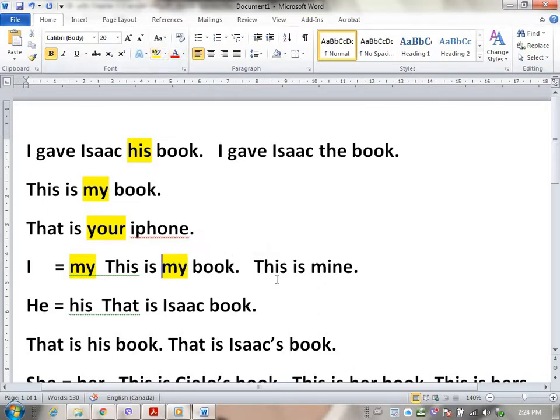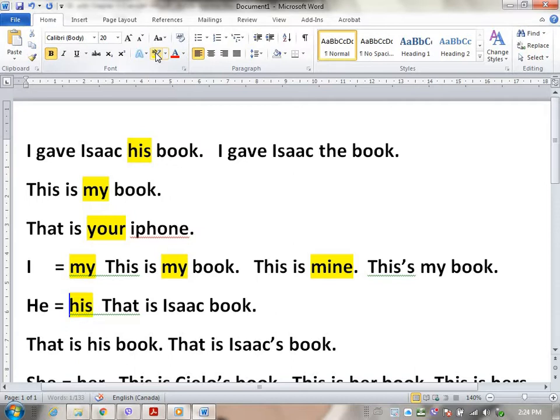And when we speak, this is mine. This is mine because I don't want to say book. I say this is mine, instead of my book. And when we speak, sometimes we speak fast. This is my book. This is my book. Yeah.